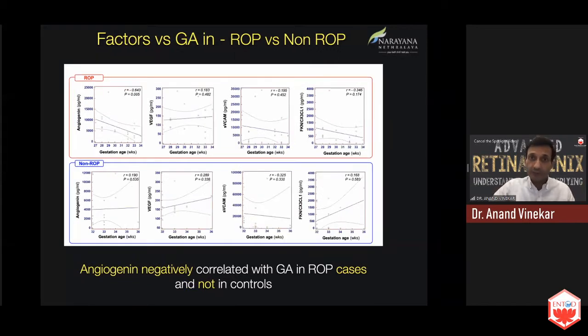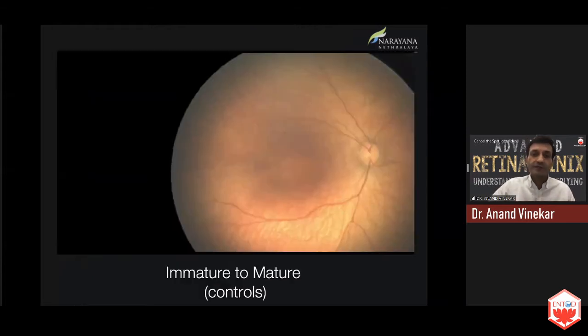Now that was birth weight. Let's look and see what happens to gestational age. In gestational age, which is again a parameter that we are dealing with day in and day out, it's again negatively correlated with the cases, but not in the control. So already there is some sort of differentiation here.